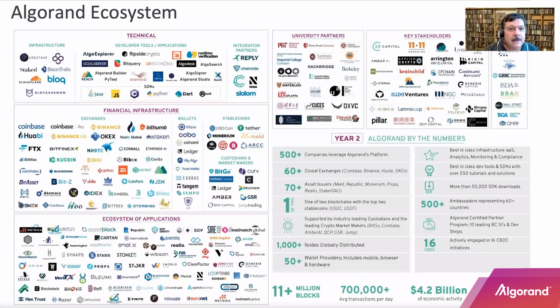And all of these companies and organizations are really part of the ecosystem, which is really growing leaps and bounds in Algorand. You can see all the technical companies, all the financial companies, as well as an ecosystem of applications, lots of apps being built. A lot of partners and a very strong ambassador program representing over 60 countries with 500 plus ambassadors.